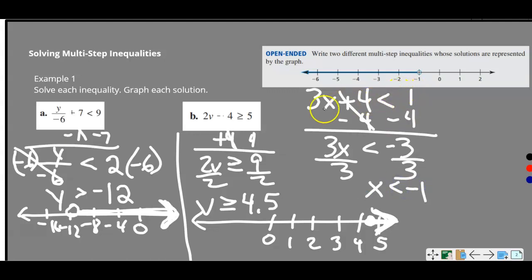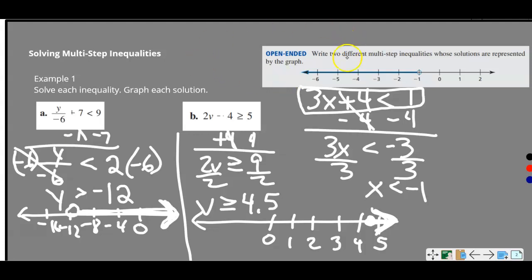So 3x plus 4 less than 1. Subtract 4 from both sides. 1 minus 4 is negative 3. Bring down your 3x. Divide both sides by 3 to solve for x. x is less than negative 1. This says x is less than negative 1. This is an inequality that meets that requirement. Sometimes you just got to start with something and then work backwards.